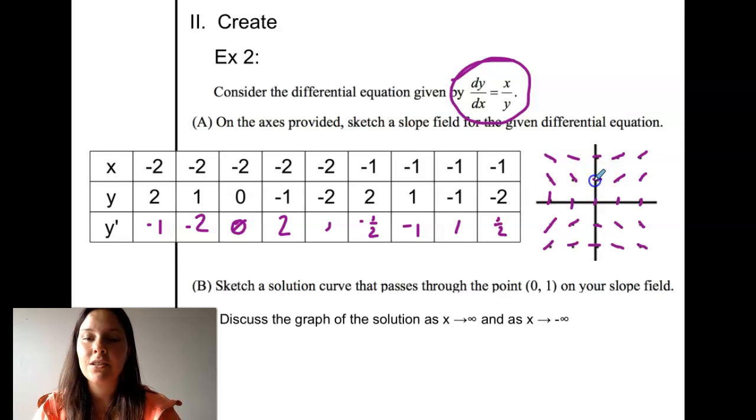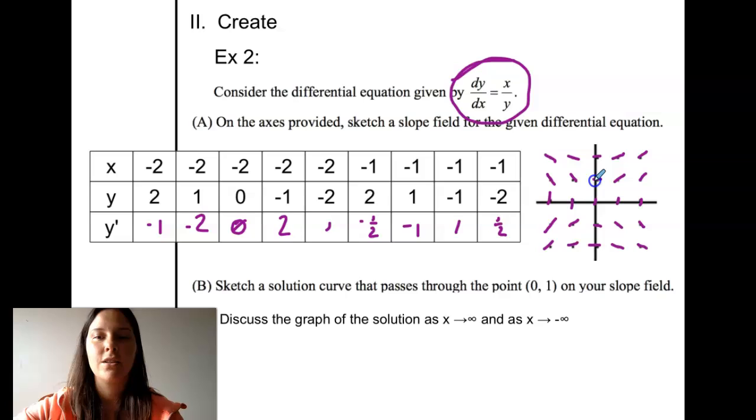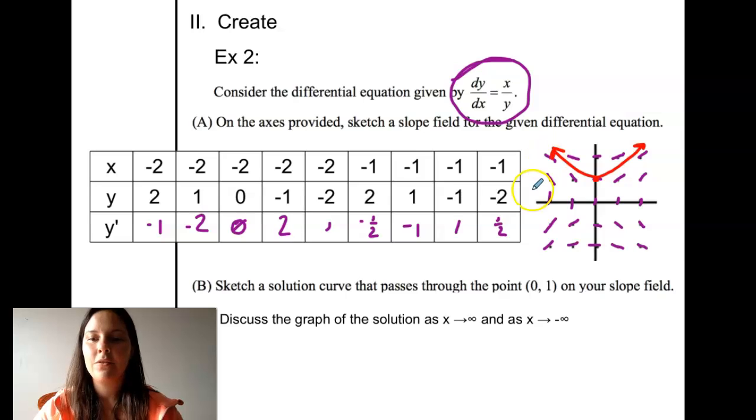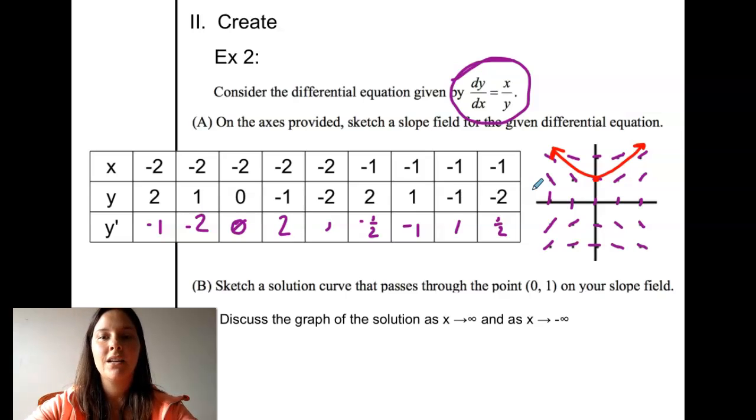All right, part B, sketch a solution curve that passes through the point 0, 1 on your slope field. We've done this before, so I'm going to go to the point 0, 1, and then I'm going to follow those slopes to the left and right. So off to the right, it looks to me like it's sloping up like that, and then off to the left, a similar shape. And finally, it says discuss the graph of the solution as x approaches infinity, or as x gets really, really large off to the right, and as x approaches negative infinity, or gets really, really small off to the left. So in both cases, my graph is going up, or my y value is increasing.